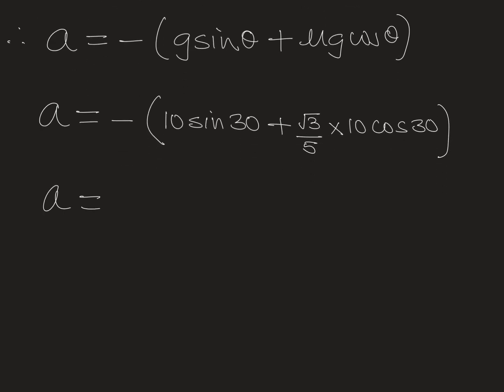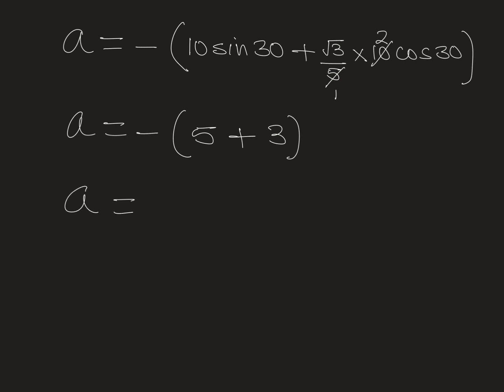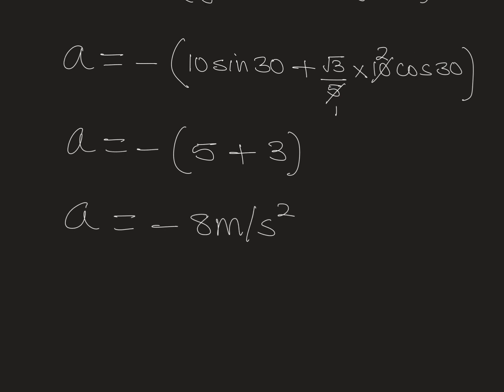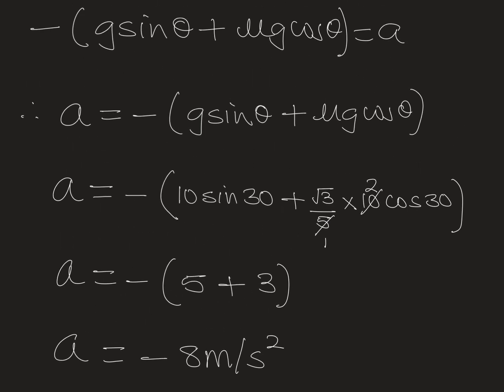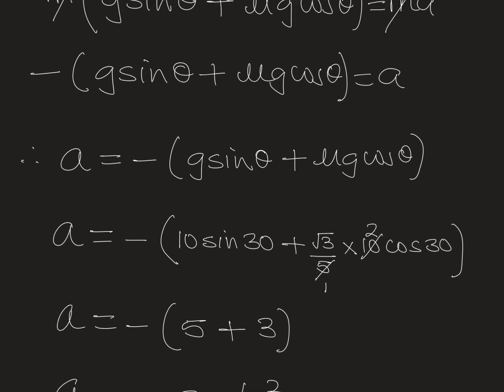So we'll have a is equal to minus, what is 10 sine 30? 10 sine 30 is 5. Then plus 5 goes once here, is 2 times. So you're going to have 2 cos 30 multiplied by root 3. That is supposed to give you 3. So therefore acceleration is equal to minus 5 plus 3, which is 8. So that will be minus 8 meters per second squared. That is the answer to the first question.